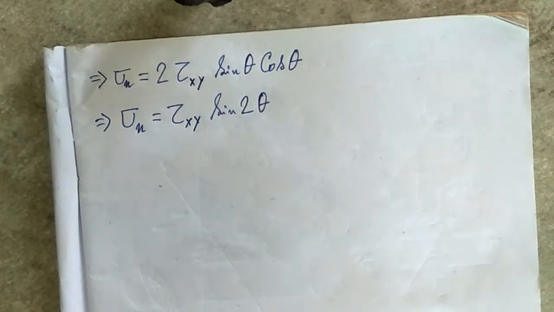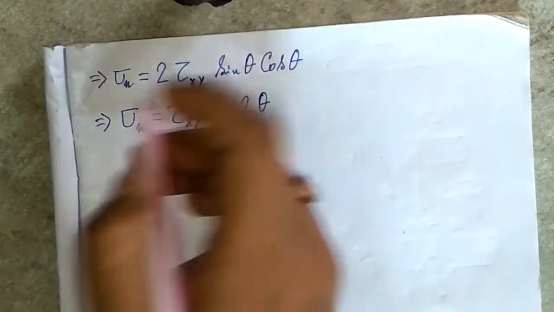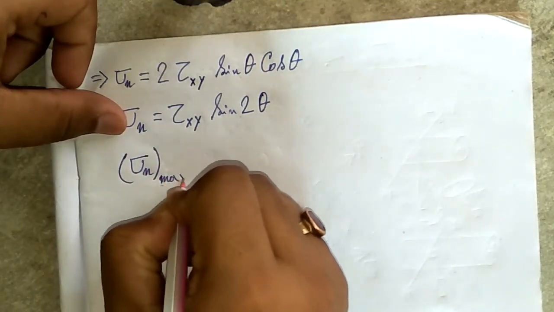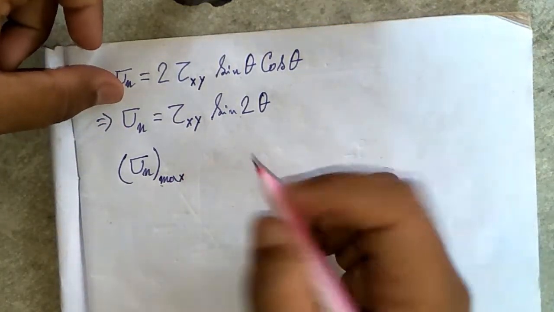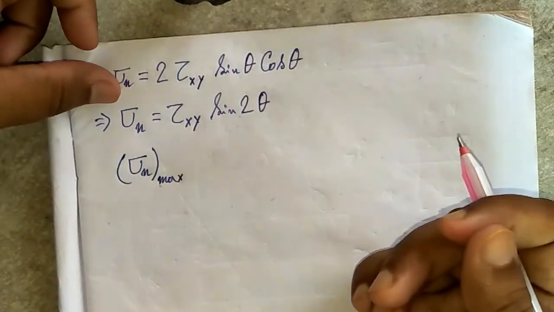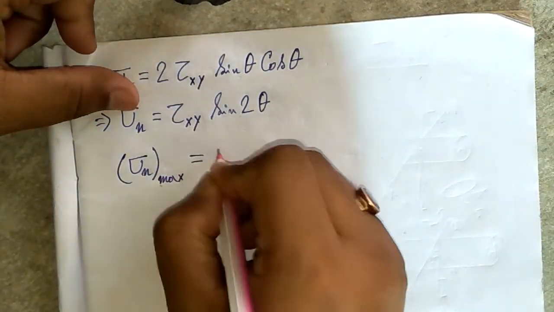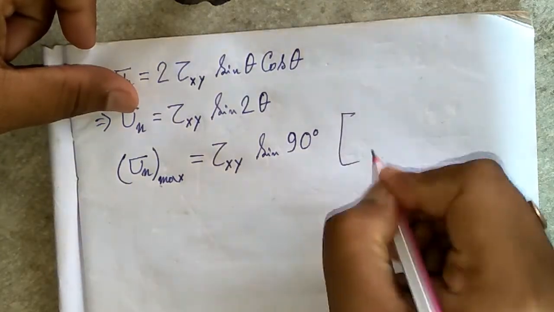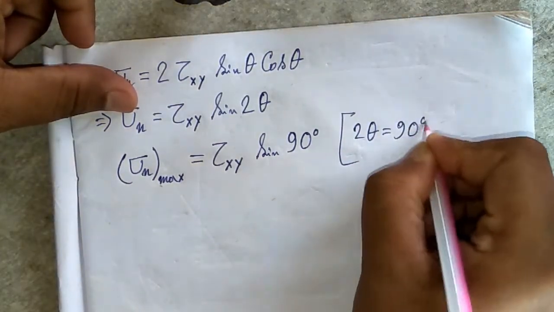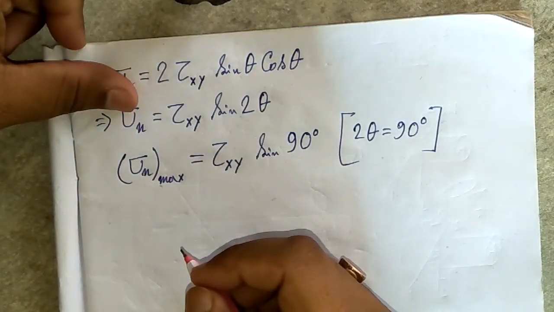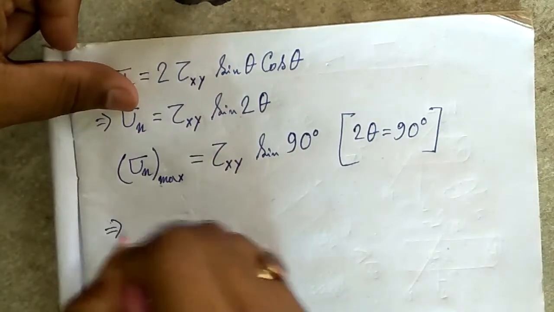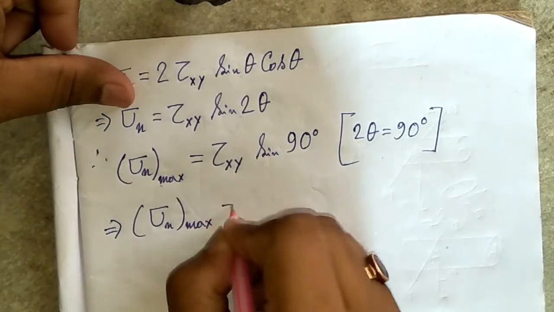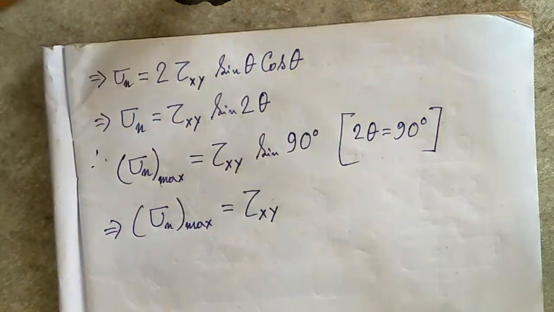Now the maximum value of sigma n. The maximum value of sigma n occurs when 2 theta becomes 90 degrees, or theta becomes 45 degrees, that is tau xy into sin 90 degrees. So the sigma n max value is tau xy. This is the maximum value of sigma n.